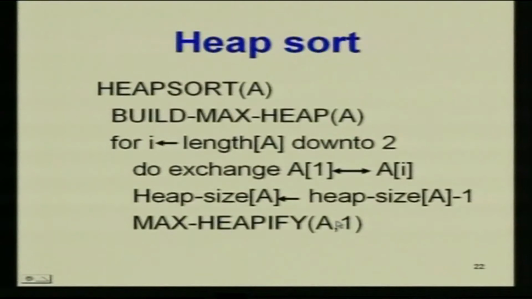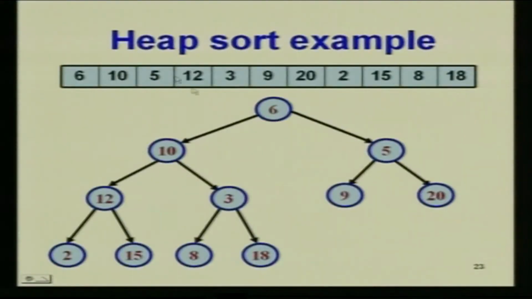Okay. So that is how we do this, and now let us take an example. This is an unsorted array: 6, 10, 5, 12, 3, 9, 20, 2, 15, 8, 18. Then we want to build the heap. This is the heap sort, and we are starting with how to build a heap. So let us look at that.